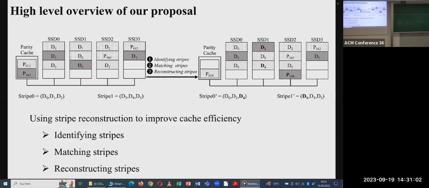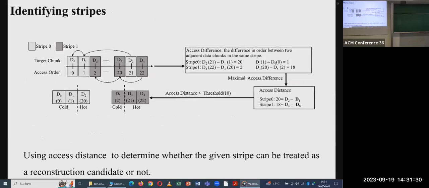There are two issues with respect to the proposed method of proactive stripe reconstruction: which stripes can be classified as candidates for stripe reconstruction, and how to match two stripes for the accompanying process of stripe reconstruction. We'll discuss these two issues. We propose comparing the access distance of a given stripe with a threshold to determine whether the given stripe can be treated as a reconstruction candidate or not.